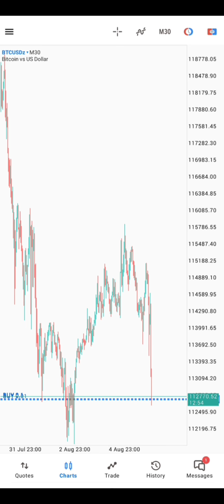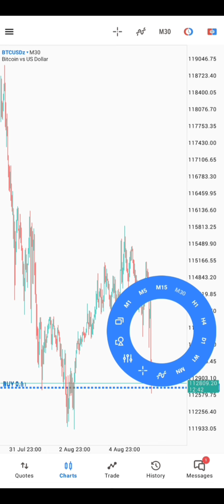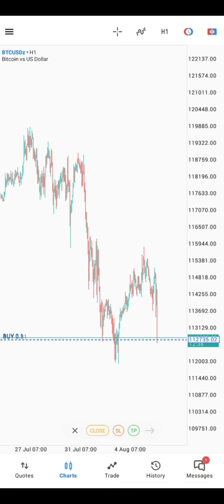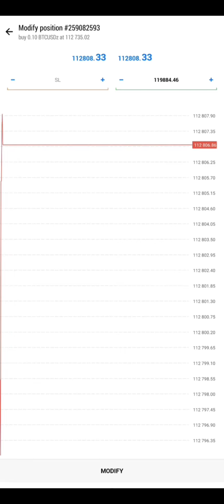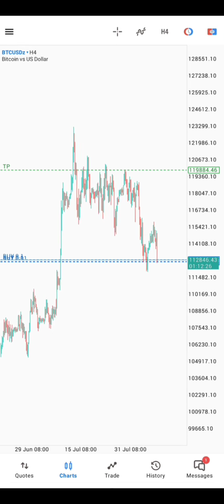For the next trade, you can see as price went down, immediately I left the trade, which is fine. But for this trade, I'll be buying BTC. I'm buying from the order block, and this is the reason why. Let's scale down to 1 hour, and I'm expecting the market to take out the trend line liquidity.